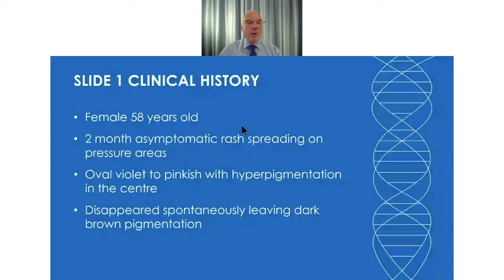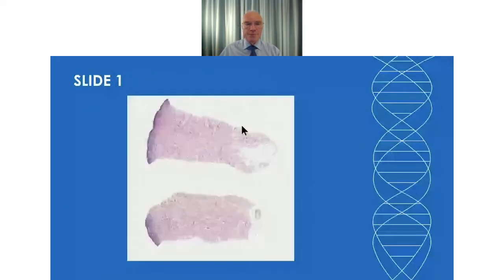So this was a biopsy from a 58-year-old woman who had a 2-month history of a rash on her pressure areas with oval to pinkish lesions that were hyperpigmented in the center, and then over time the lesions disappeared, leaving dark brown pigmentation. And this is the biopsy.